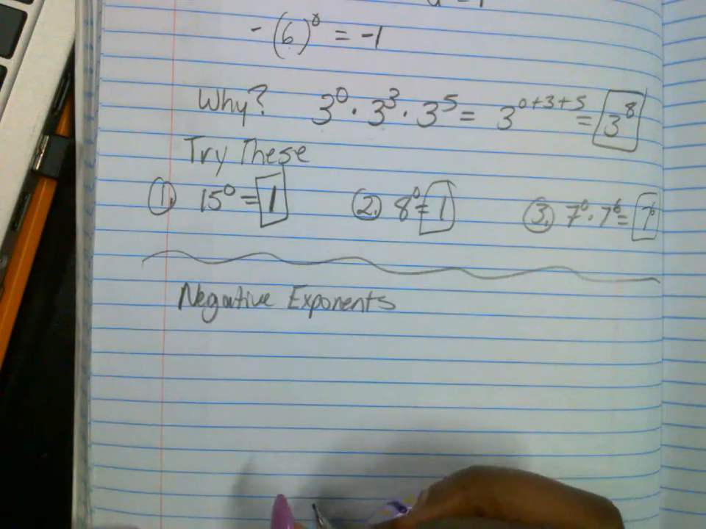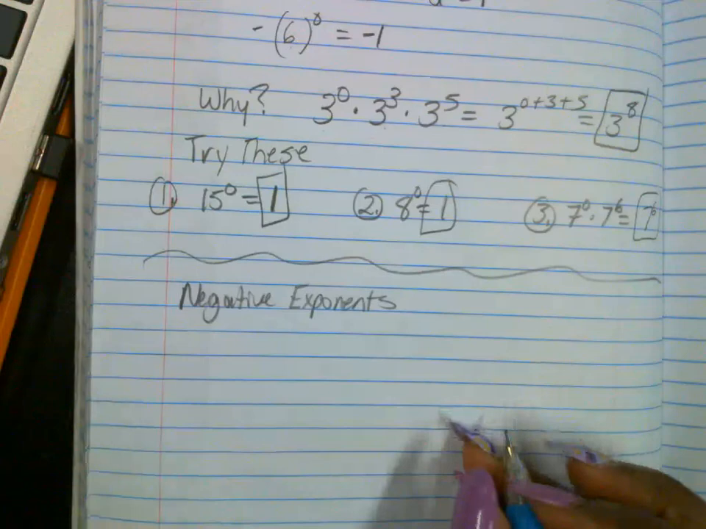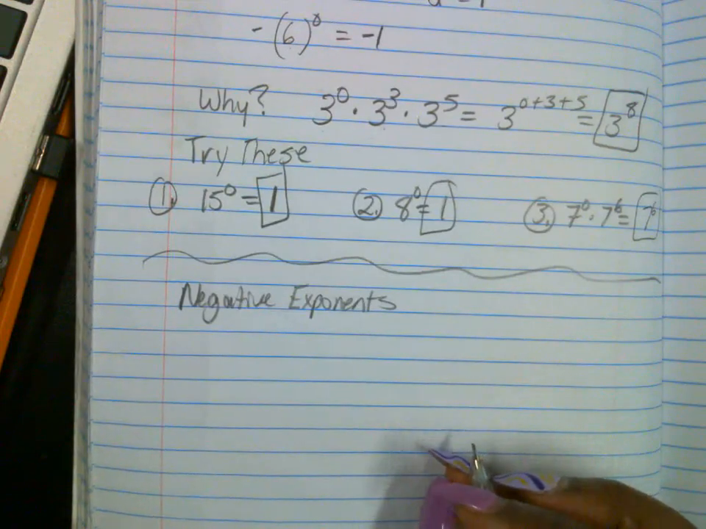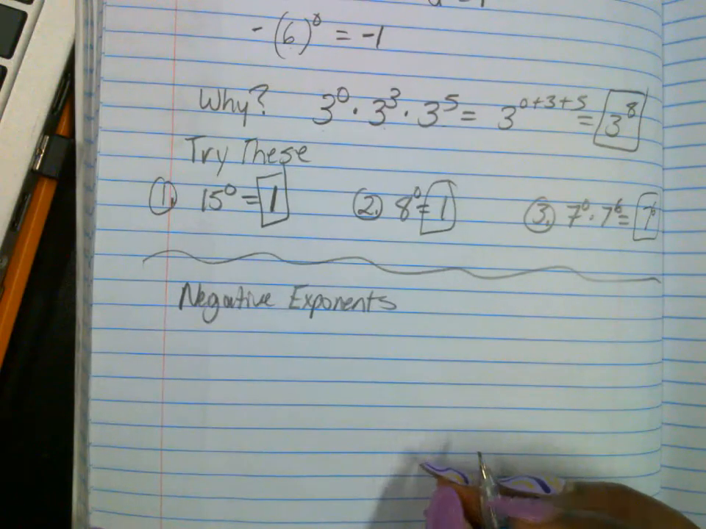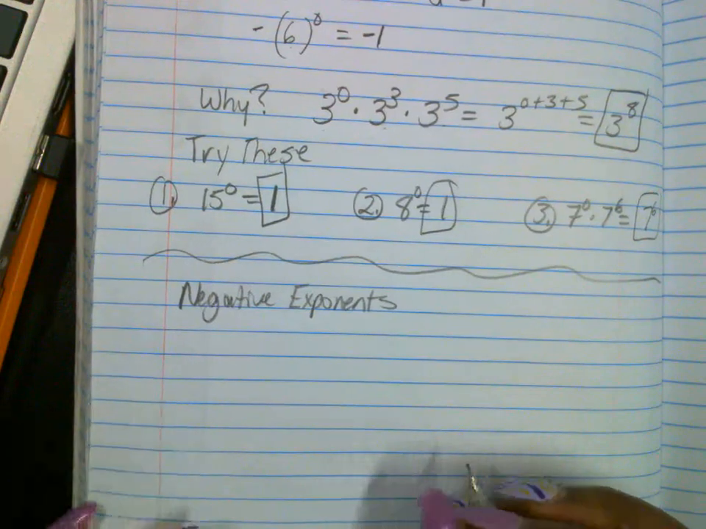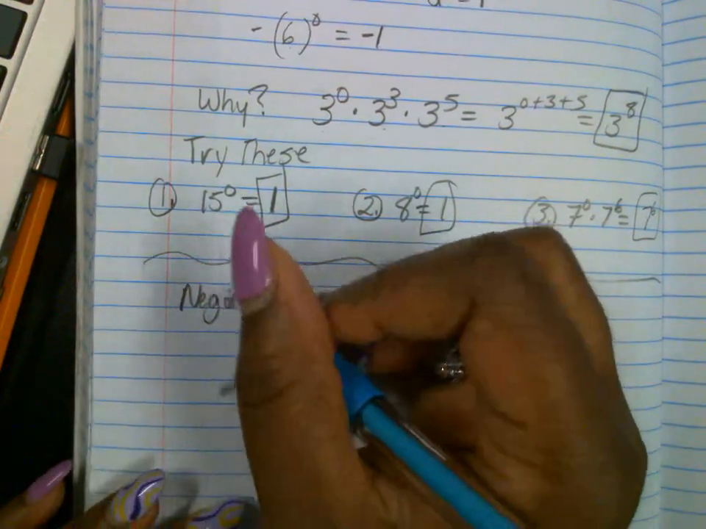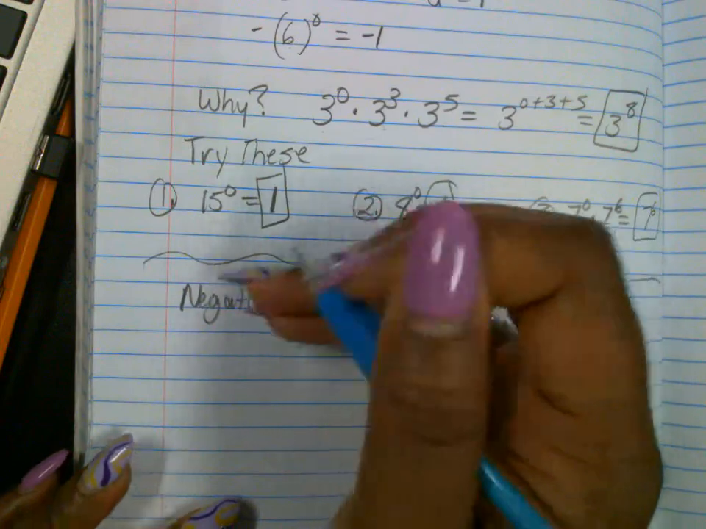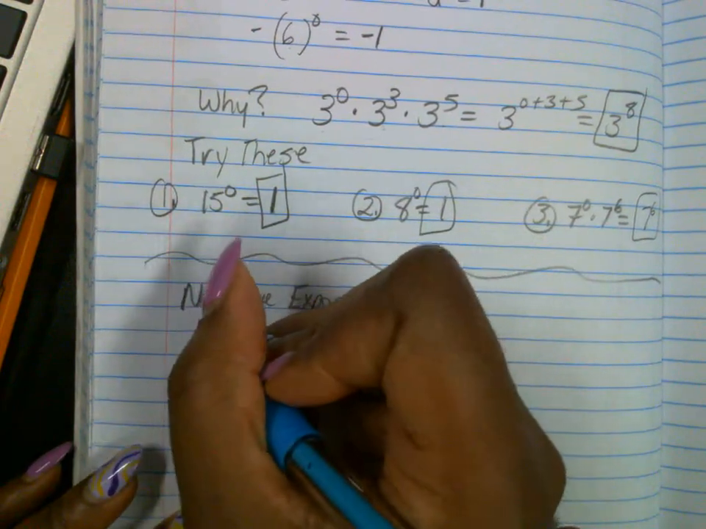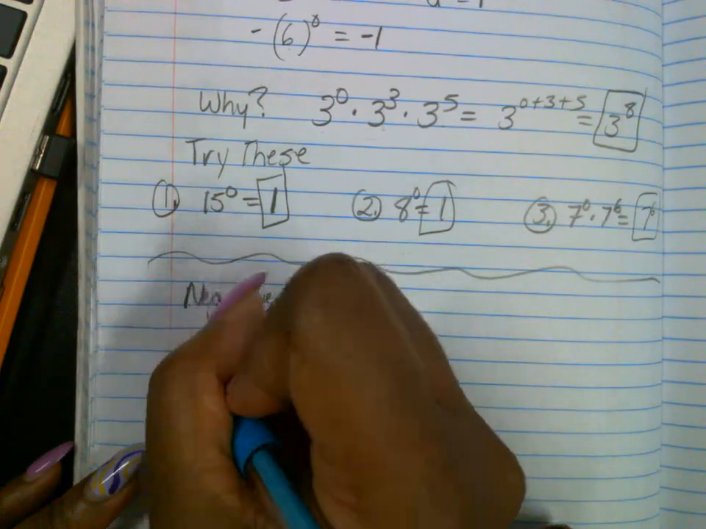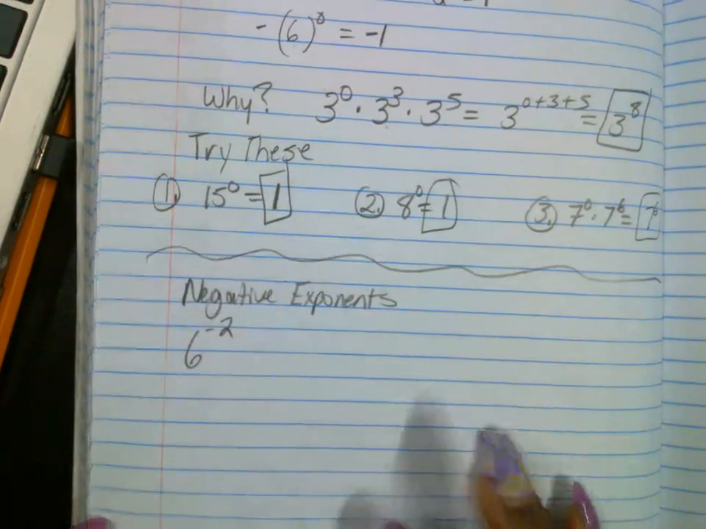When it's a positive exponent, you multiply, okay? You're multiplying. So when it's a negative exponent, you're going to divide. So let's look and see what that looks like, okay? You're going to write your answer as a fraction. So let's look. We have 6 to the negative 2. I'll write it big enough so we can see it.